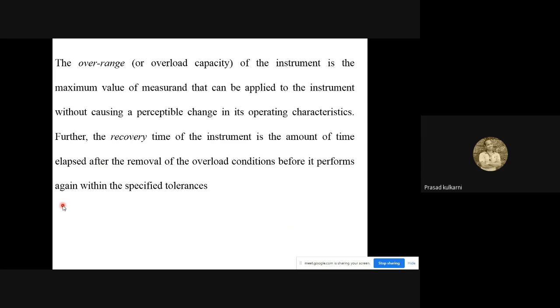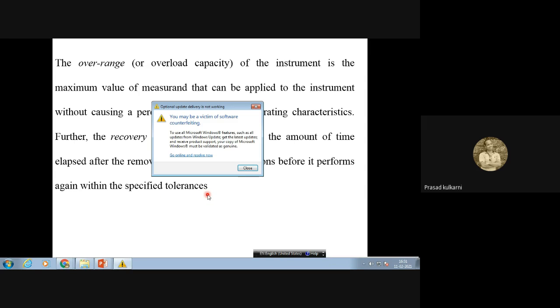The over range of the instrument is the maximum value of measurement that can be applied to the instrument without causing a perceptible change in its operating characteristics. Further, the recovery time of the instrument is the amount of time elapsed after the removal of overload conditions before it performs again within the specified tolerance.